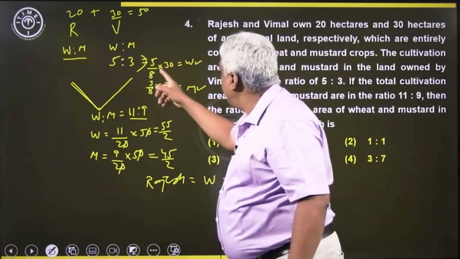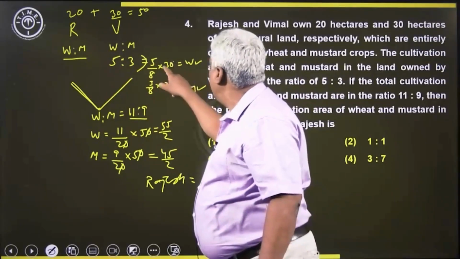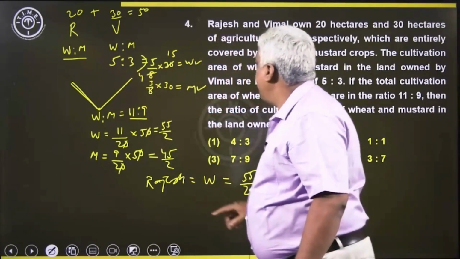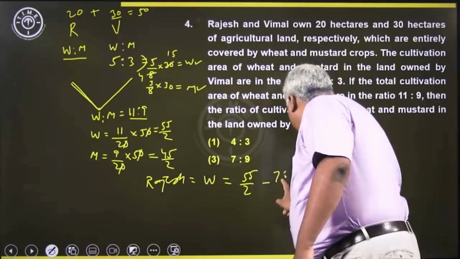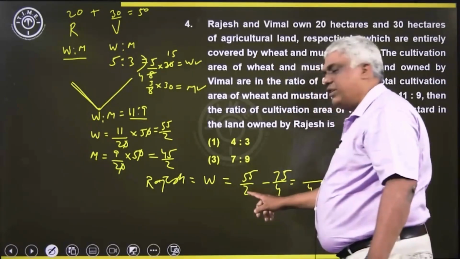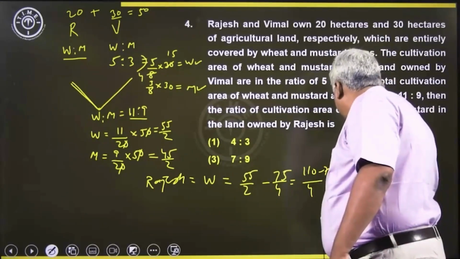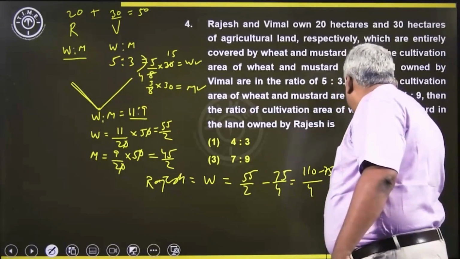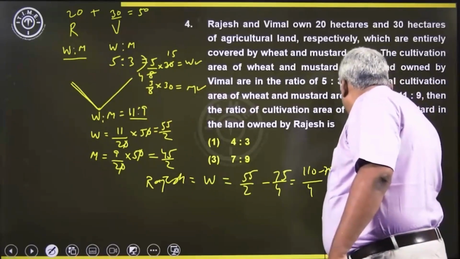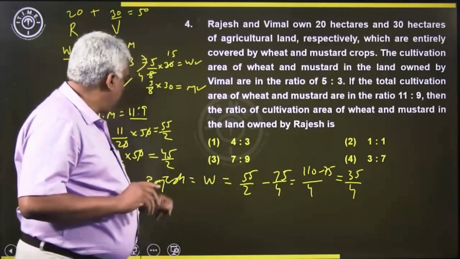Bimal's part is 5/8 into 30, we can cancel by 2, so it is 75/4, minus 75/4. The LCM is 4, so 55/2 is 110/4, 110 minus 75, which will be 35. It will be 35 by 4, that is the area under wheat for Rajesh.